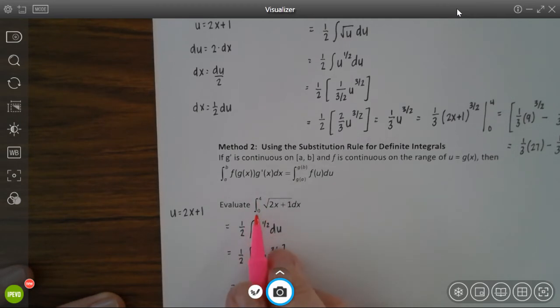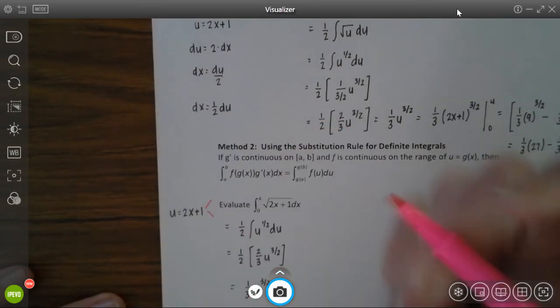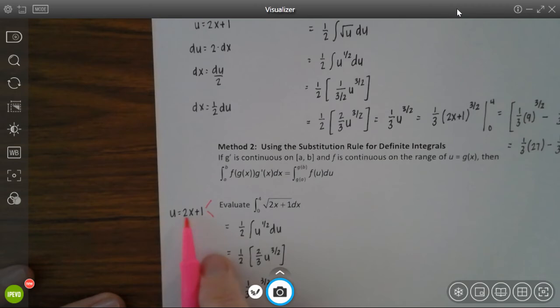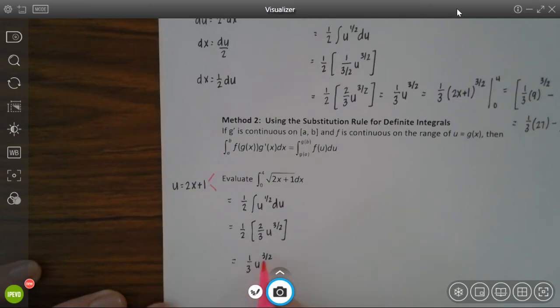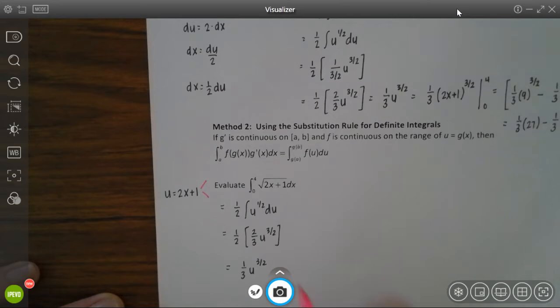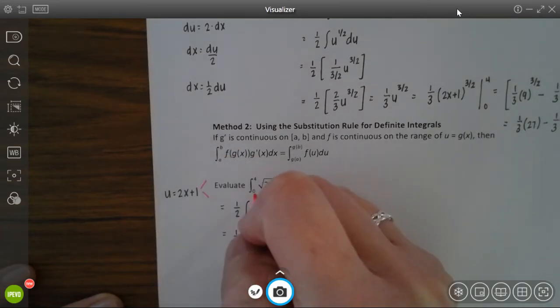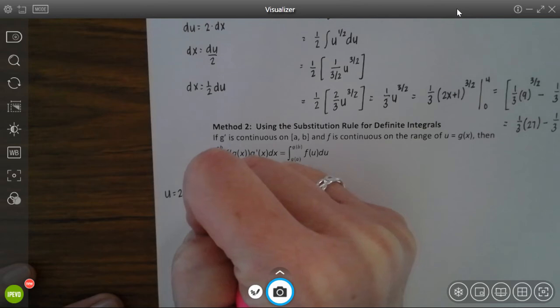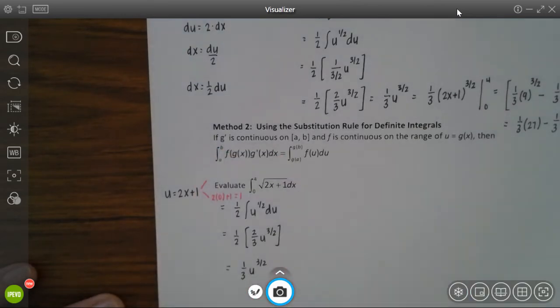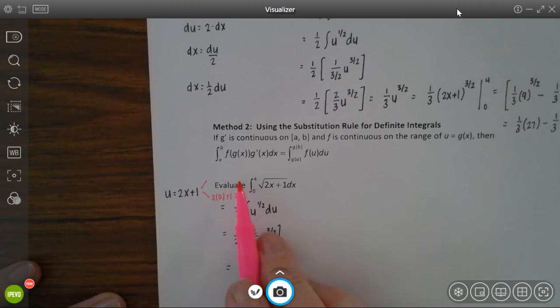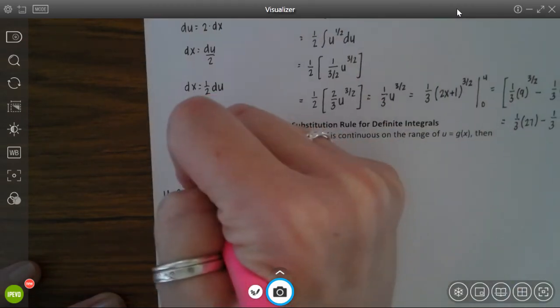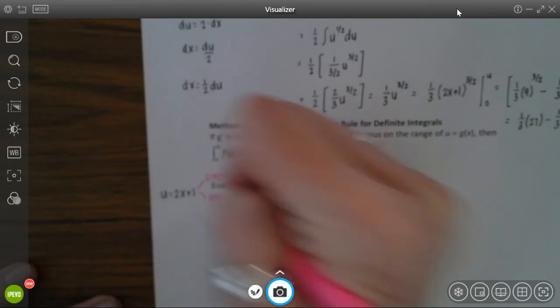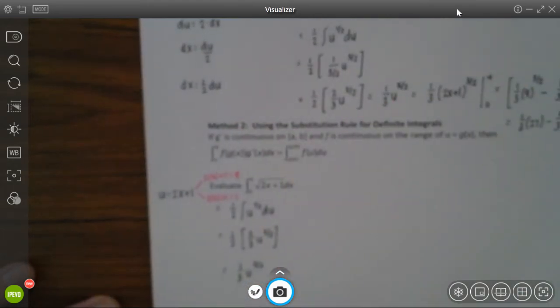So instead of using the bounds 0 to 4, they're going to change, because I'm going to substitute them into this function to get my new bounds on the u function. So I'm going to substitute in my lower bound of 0. This is going to give me 2 times 0 plus 1, which means that my new bound is going to be 1 instead of 0. And then I'm going to do the same thing with the 2x plus 1 and evaluate at 4. So 2 times 4 plus 1 is going to give me a new upper bound of 9.